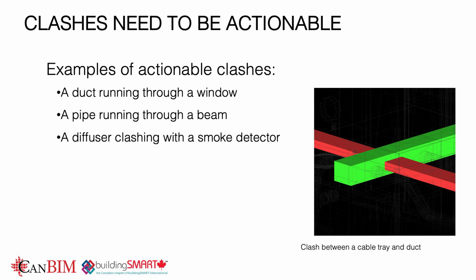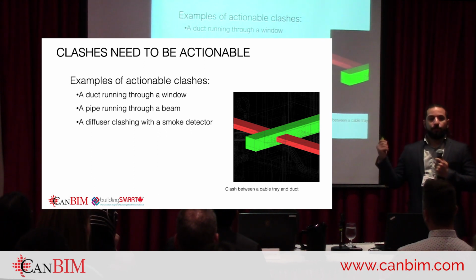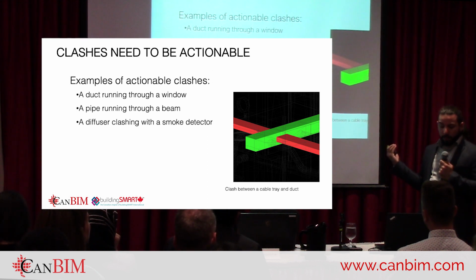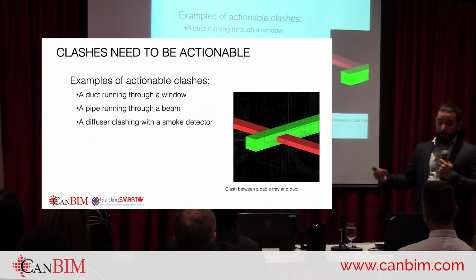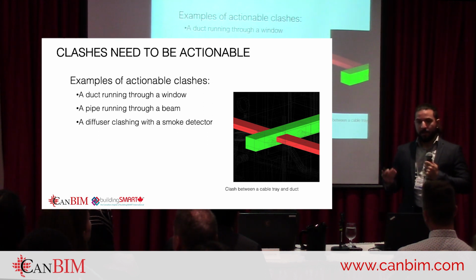And here are some examples of what we're looking for, basically. The one in the picture here is a duct running through a beam. Sorry, this is a cable tray running through a duct. So that you definitely want to resolve. These are two solid items that are not going to work on site, basically. Other examples could be a duct running through a window, for instance, or a pipe running through a beam, a diffuser clashing with a smoke detector. They just can't be in the same place. So these are the kind of mistakes you're looking for in the model.